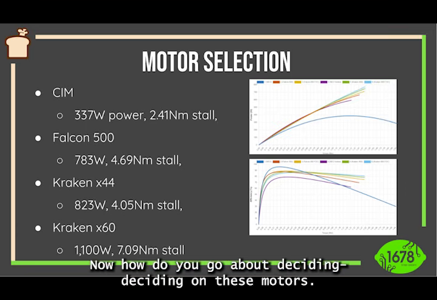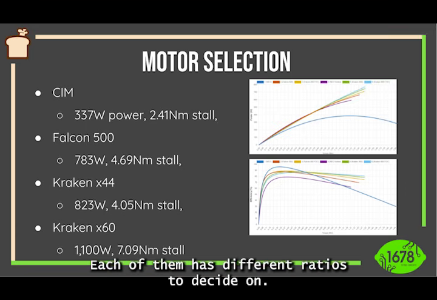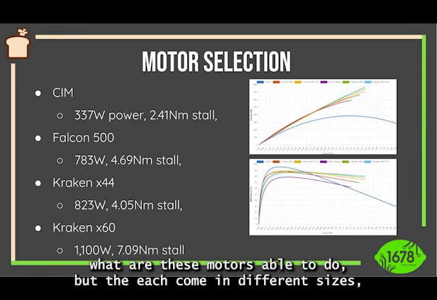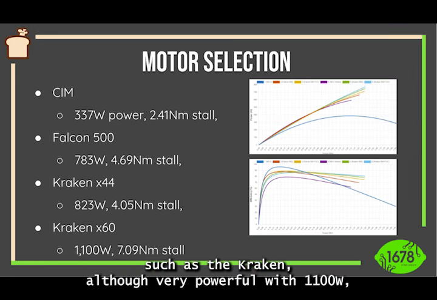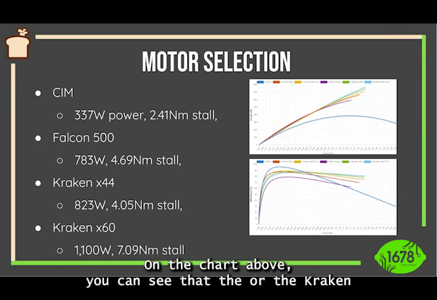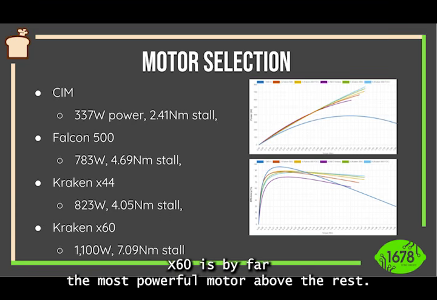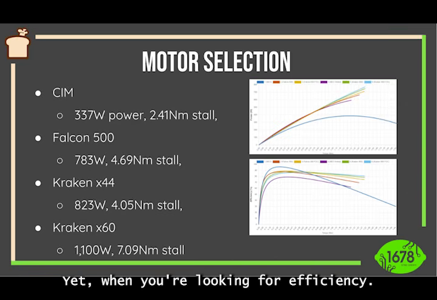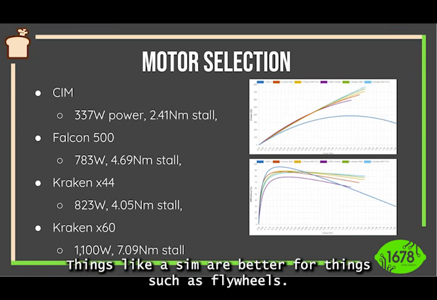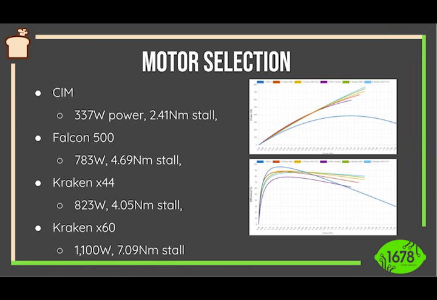Now, how do you go about deciding on these motors? Each of them has different ratios to decide on, but again, they're not all the same. Not only do you have to look at what these motors are able to do, but they each come in different sizes, such as the Kraken, although very powerful, with 1,100 watts, is also much larger than things such as the Kraken X44. And they each have different applications. On the chart above, you can see that the Kraken X60 is by far the most powerful motor above the rest. Yet, when you're looking for efficiency, for things with lower torque, things like a CIM are better for things such as flywheels that don't require as much torque.